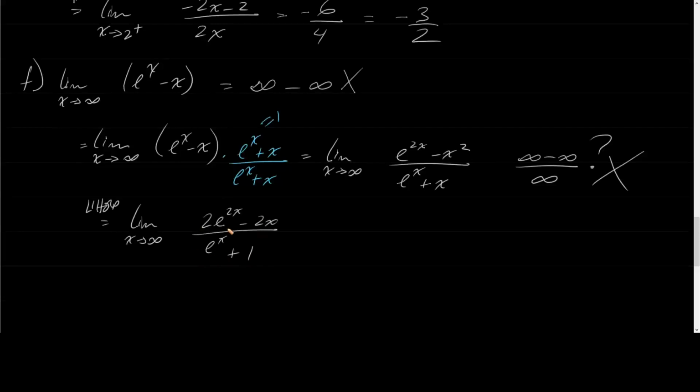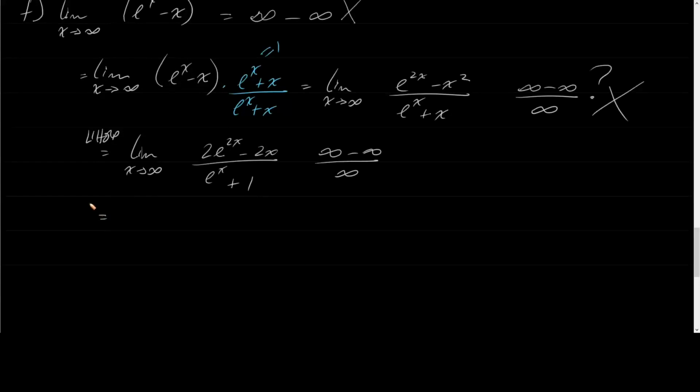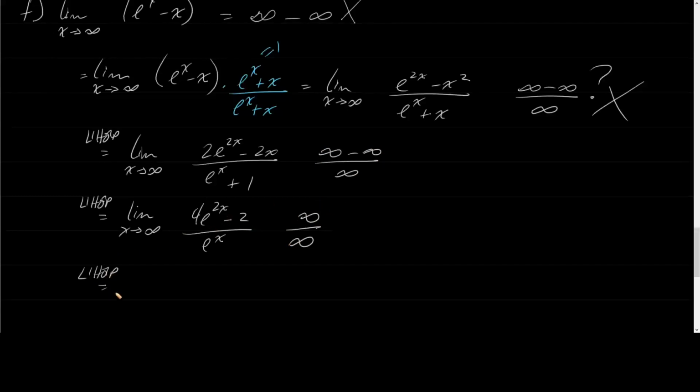And in here, this is still in indeterminate form, because when I plug in infinity, I have infinity on the top. So I have infinity minus infinity over infinity still. But if I apply L'Hopital's rule again, let's see. So limit as x approaches infinity of 4e to the 2x minus 2 over e to the x. Well, that's still just infinity over infinity. It's better now, there's less infinities, but it's still not good enough. So let's take another L'Hopital's rule.